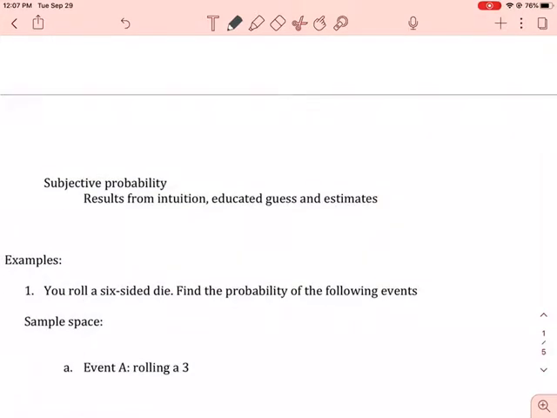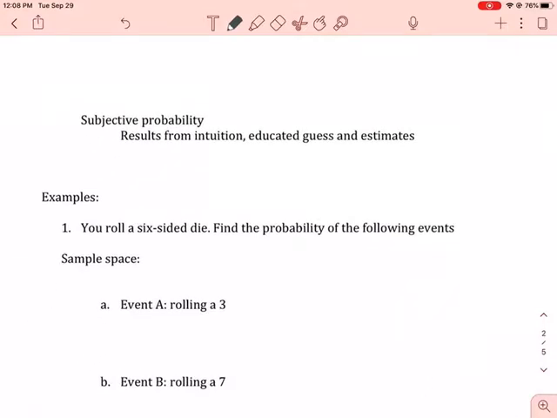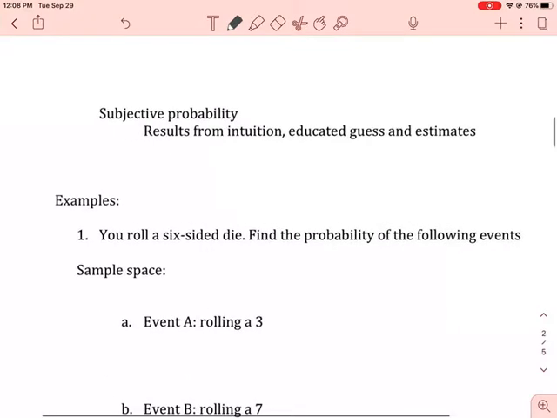And then the last type is called subjective. We usually don't like to talk about subjective because it's an opinion. There's no math behind it. It is just based on observation, educated guesses, and estimates. Okay, so it's like, can you write a sample space? No. Can you do an experiment? No. Then it's subjective.